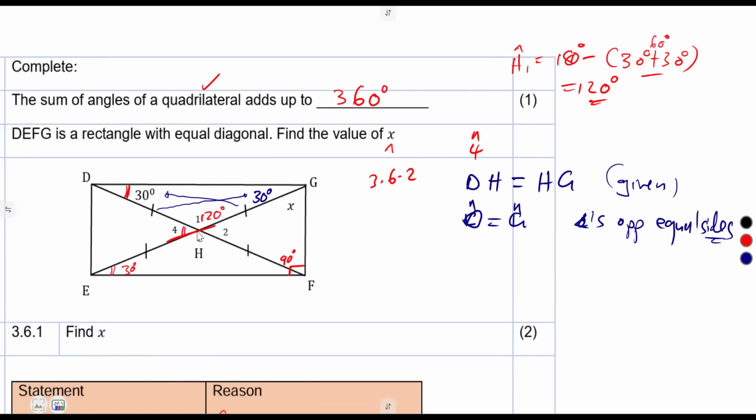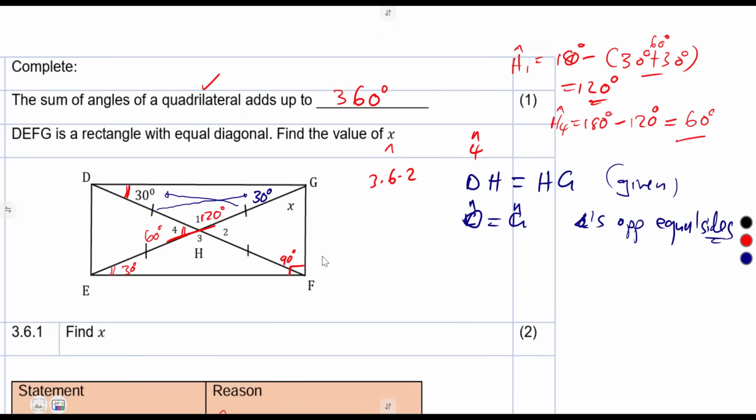Then to find angle 4, it will be angles on a straight line. So it's going to be 180 minus 120, which is going to give us 60 degrees. So angle H4 is simply going to be 180 minus 120, angles on a straight line. So that's the reason that you're going to have there.